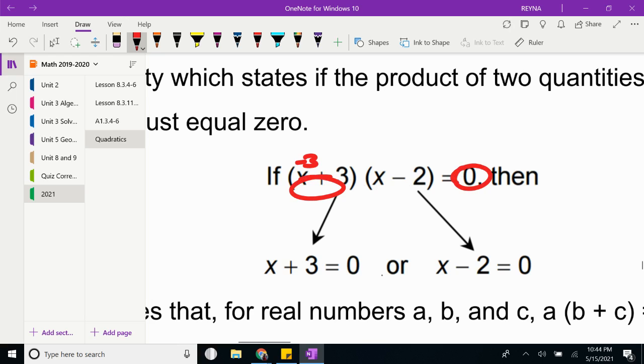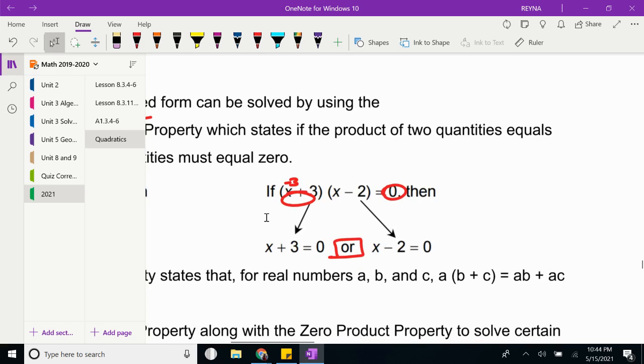So what that means is these solutions can be either or. So normally you'll say my solution is x equals negative 3 and x equals 2, but because it will make the whole thing zero, we say x equals negative 3 or x equals 2.